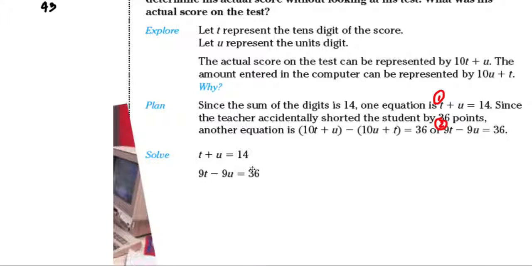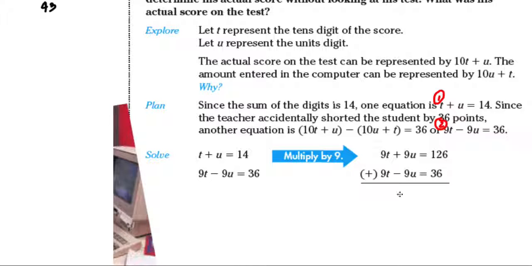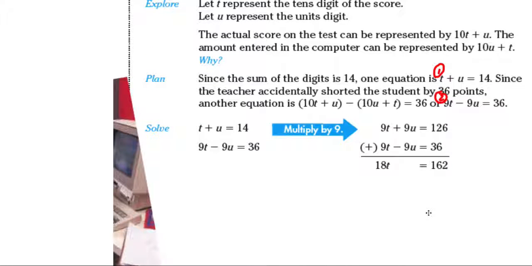You want to get rid of one of your variables right away. So in this case, the best way to do that is multiply both sides by positive 9, because if you notice, if I multiply both sides by positive 9, I can eliminate the variable u. So multiply by 9, end up with 9t plus 9u equals 126. Okay, and then you simply copy down the second equation and you simply add them, end up with 18t equals 162, and divide both sides by 18, t equals 9. So the tens digit is 9.